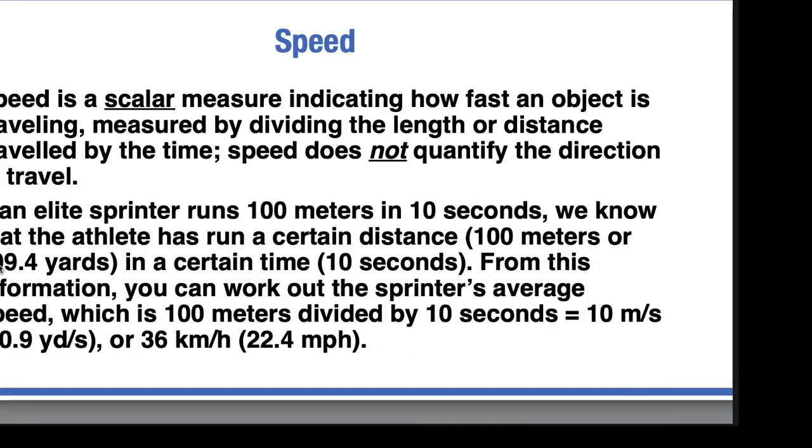For example, an elite sprinter runs 100 meters in, we'll just say 10 seconds to make it an easy number. We know that in athletics the distance is 100 meters or 109.4 yards. Did you guys know that was different? And the time we're going to use is 10 seconds. From this information, you can take the sprinter's average speed, which is 100 meters divided by 10 seconds, so 10 meters per second. Converted into kilometers per hour, that'd be 36 kilometers per hour, or 22.4 miles per hour. We'll see if anybody gets anywhere close to 22 miles per hour today.